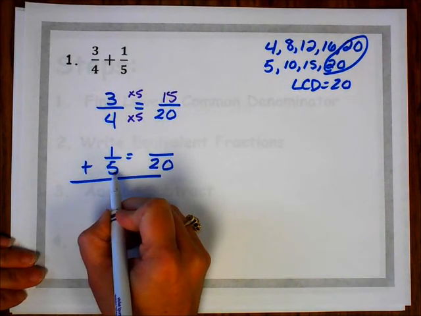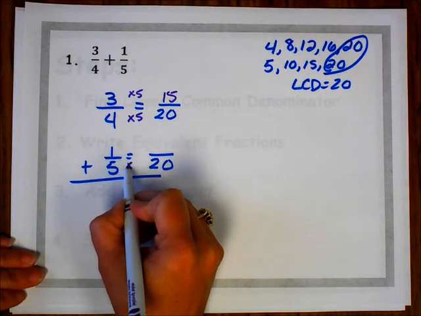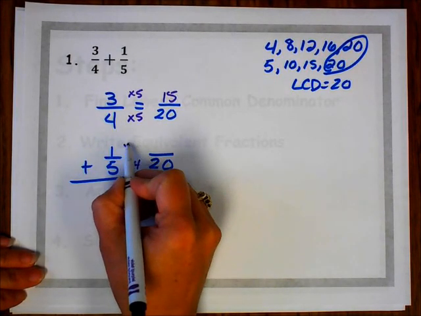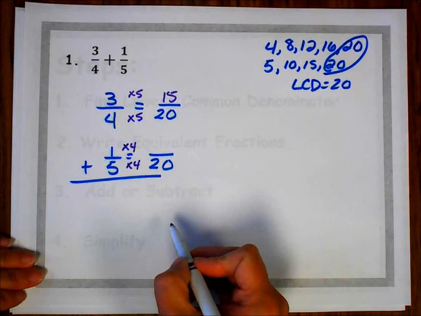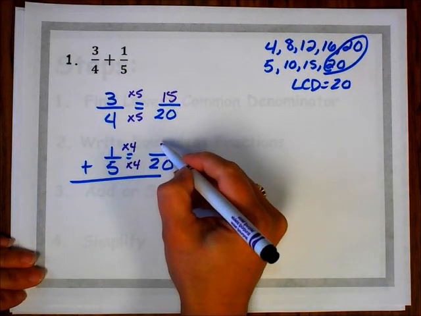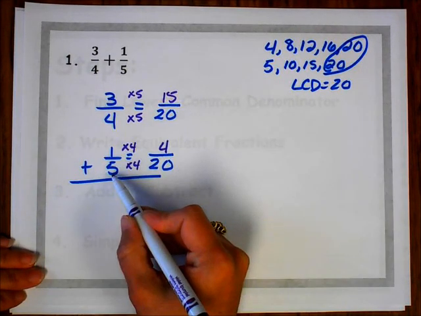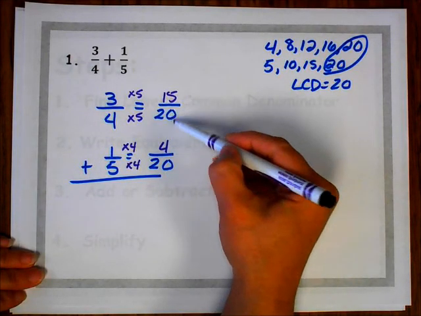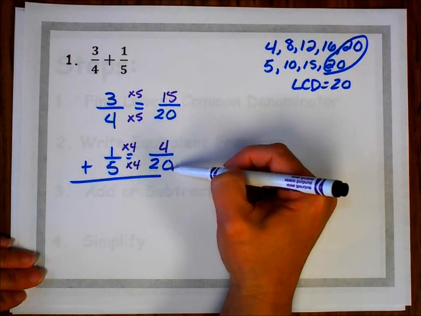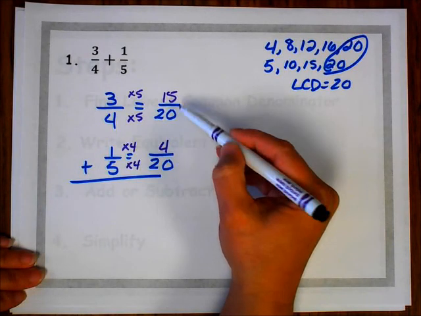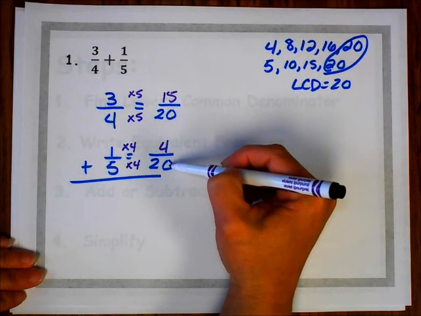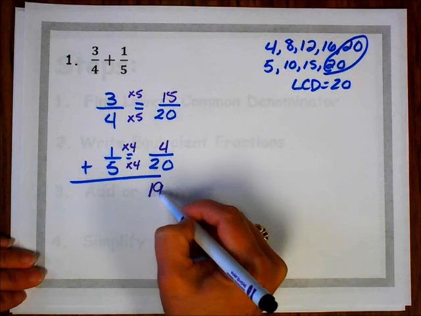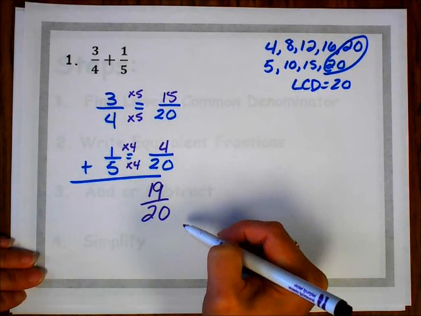Let's go to the second fraction. We know that 5 times 4 is 20. So I need to multiply the numerator by the same. 1 times 4 is 4. So 1/5 and 4/20 are equivalent. Notice now that my denominators are the same, I can add. 15/20 plus 4/20 is 19/20.